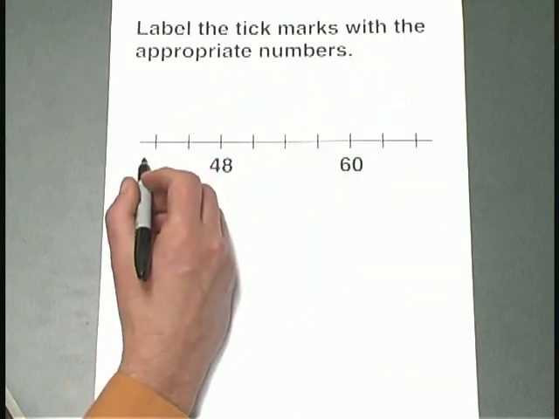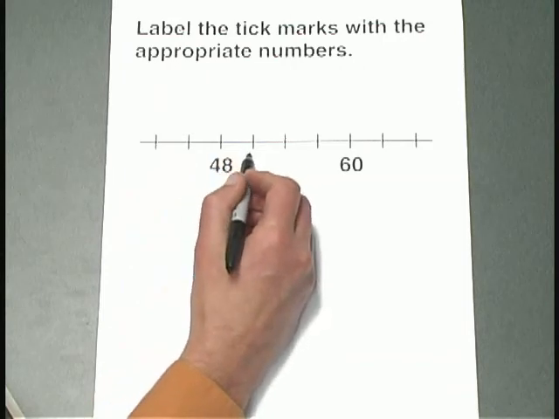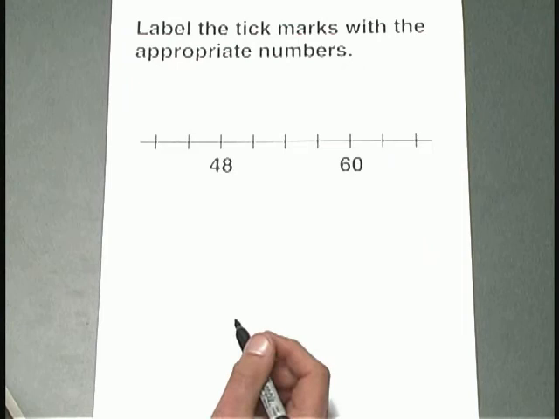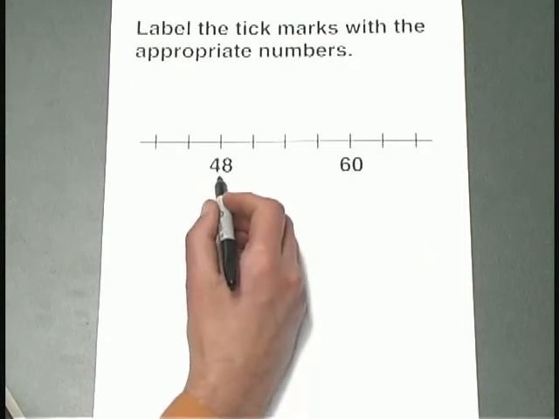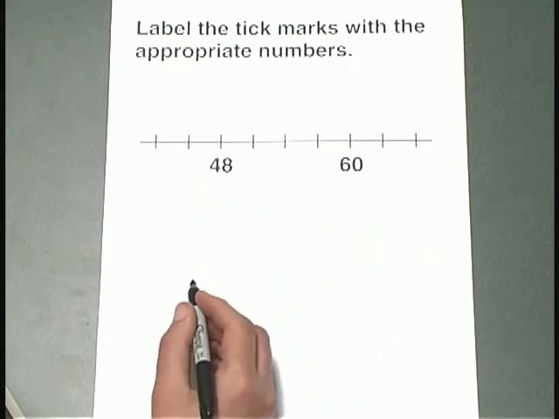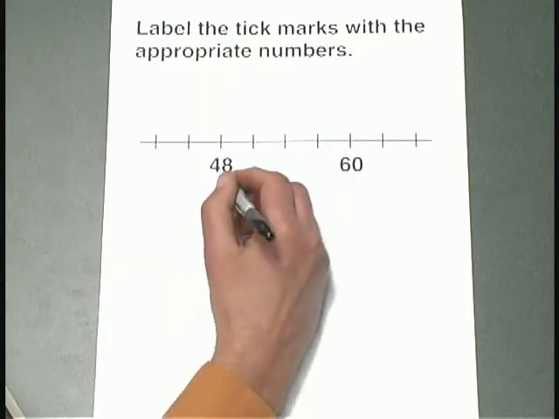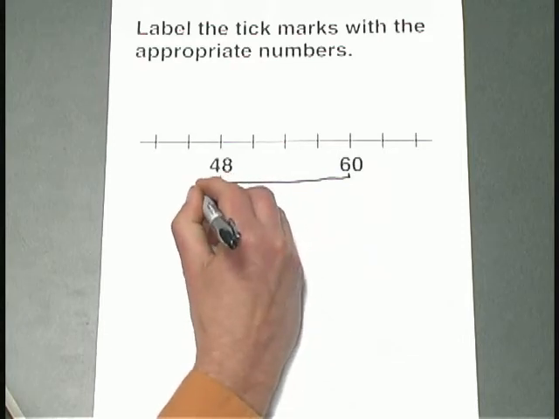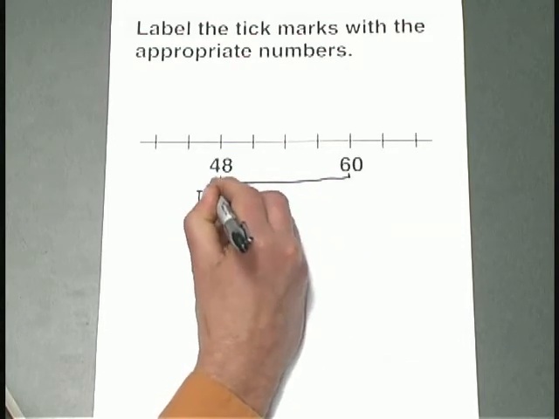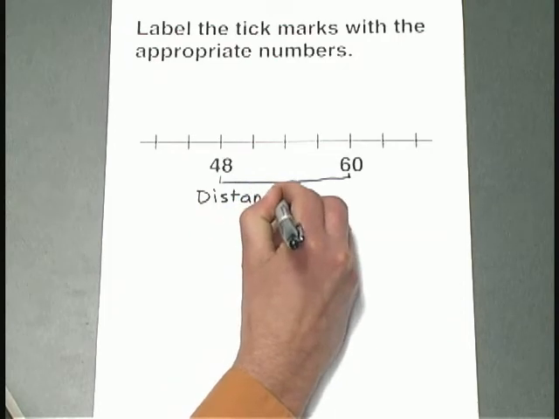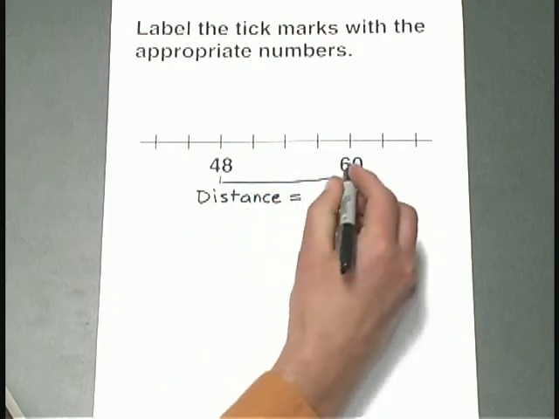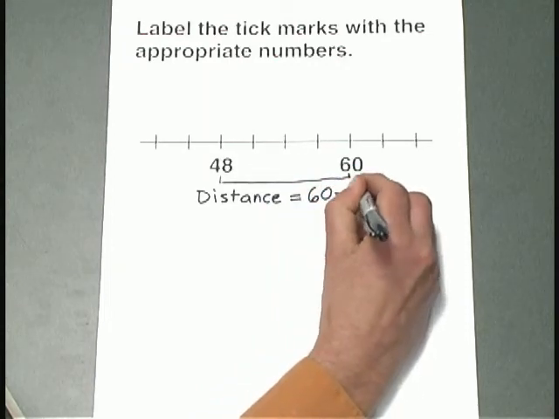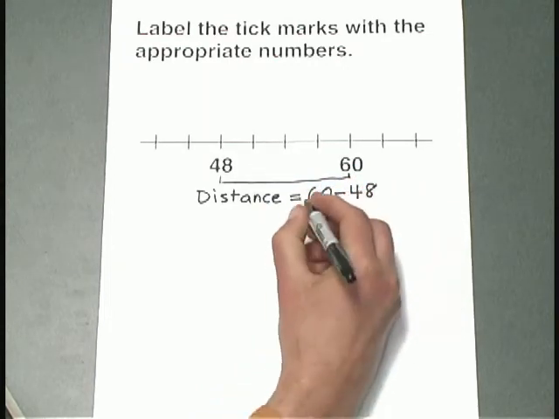The tick marks are these little lines drawn along the number line. In order to label the tick marks, we need to think about the distance between the two numbers that are already indicated, the 48 and the 60. In order to find the distance between those two numbers, we subtract. We take the larger, the 60, minus 48, the smaller.